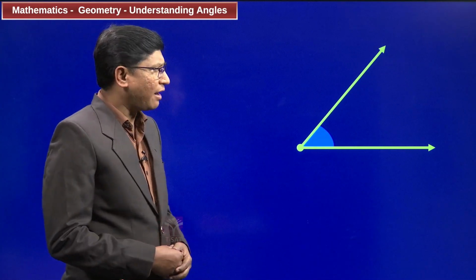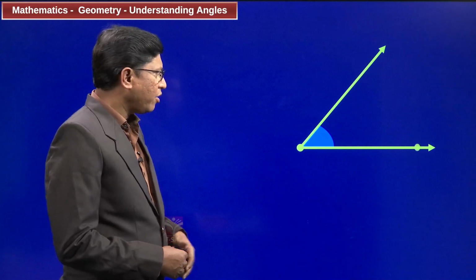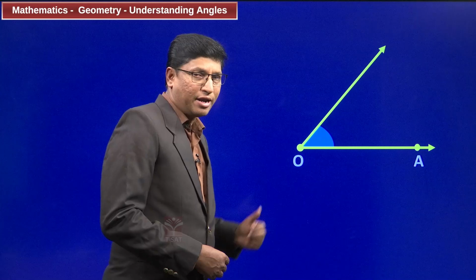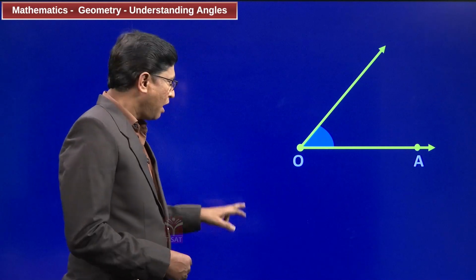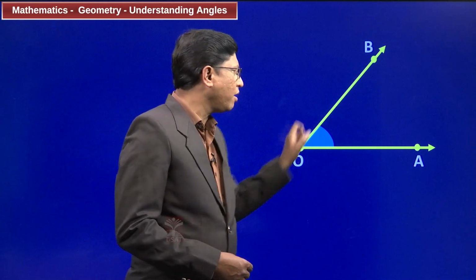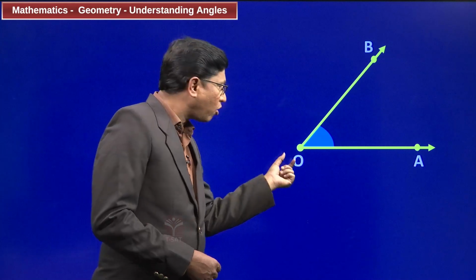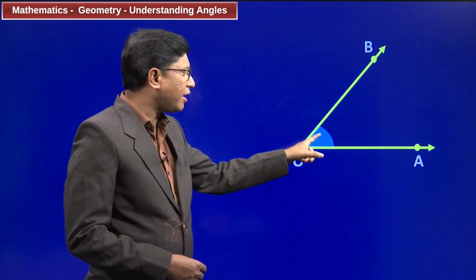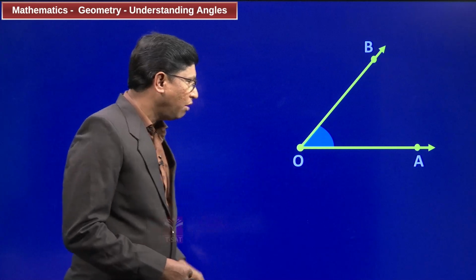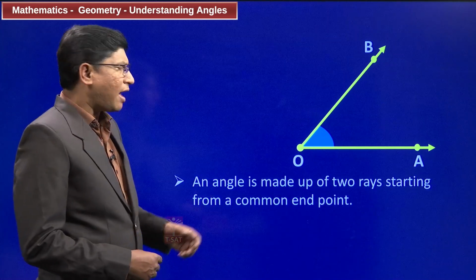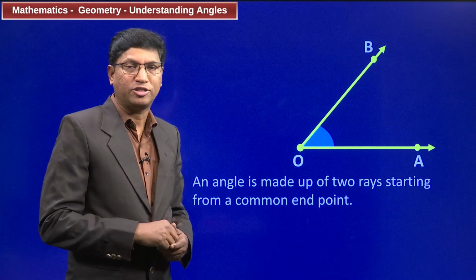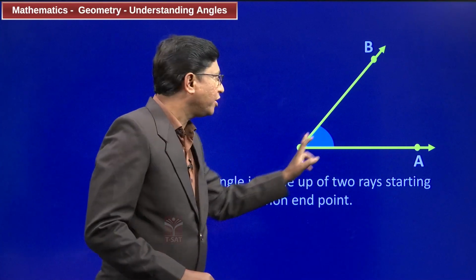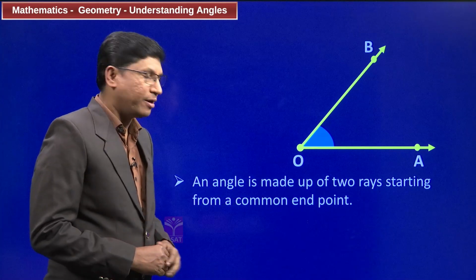Now take a look at this angle. Here you can see there is a ray OA with O as the starting point or one end point, and also you can see another ray OB, again with the starting or common point O for both the rays. So here you can see an angle is established between these two rays. So an angle is always made up of two rays starting from a common point. Now here for these two rays, this is a common point.